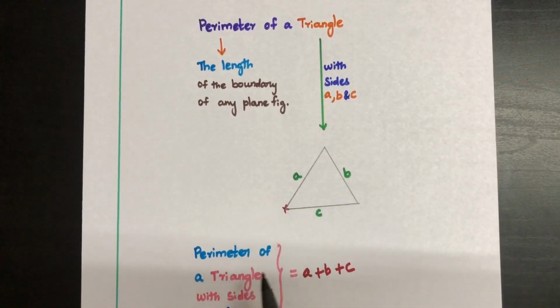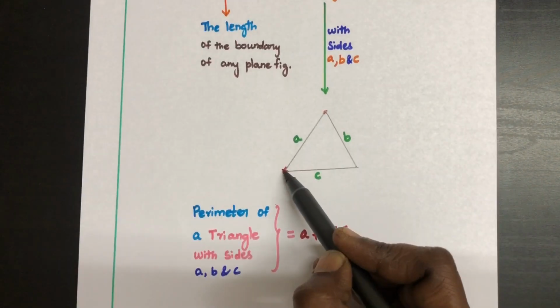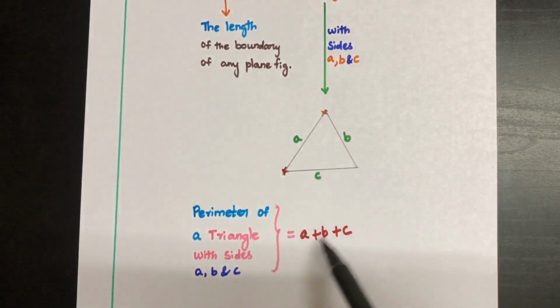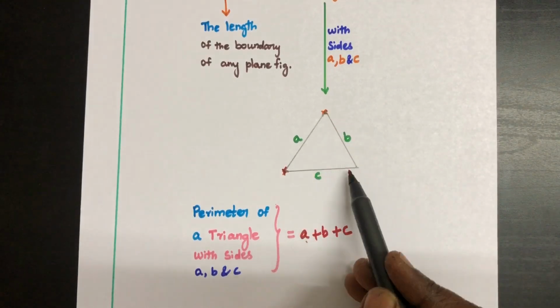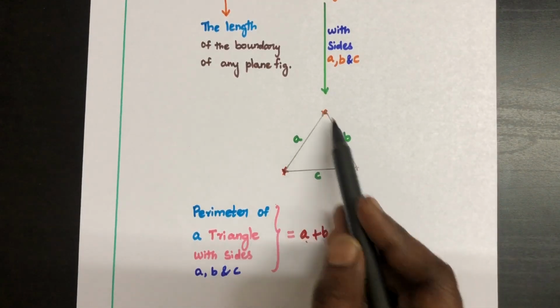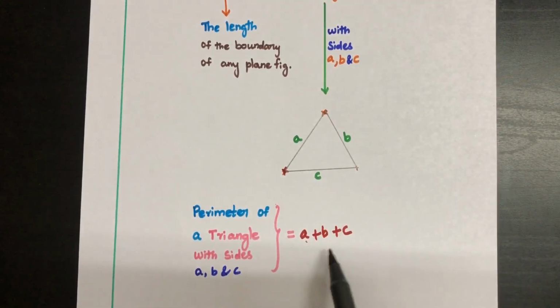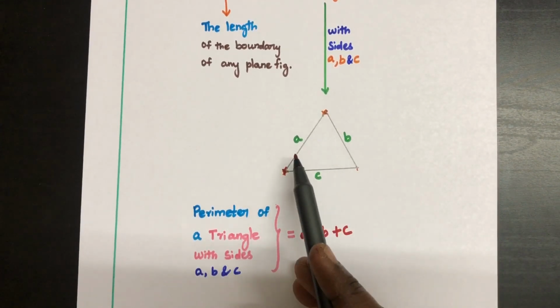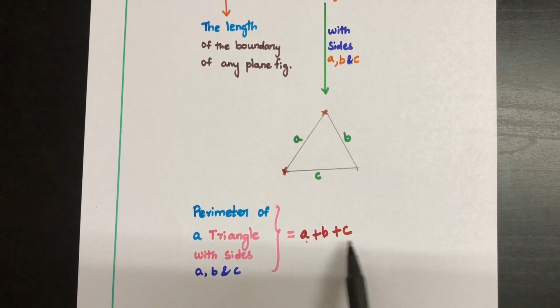Now, the perimeter of a triangle with the sides A, B, C, that means all the sides are different. How to find the perimeter for this? Suppose we start from here to here, it is A. From here to here it is B. This side is B, some centimeter B, plus from here to here it is C. So A plus B plus C is the perimeter of the given triangle.